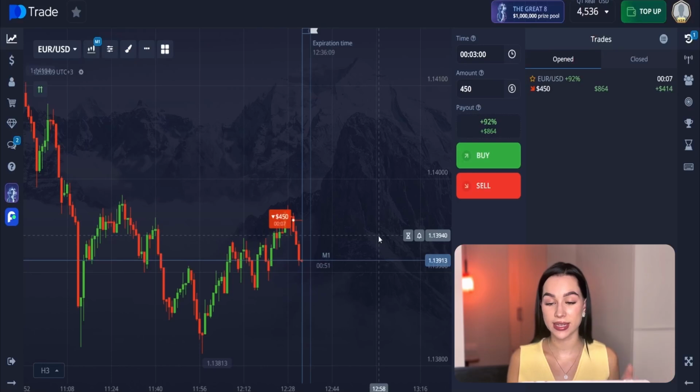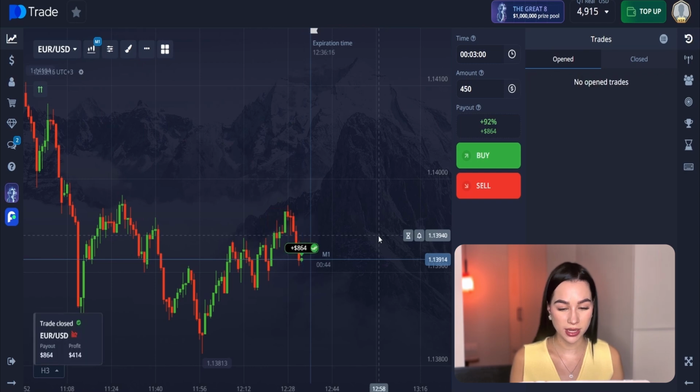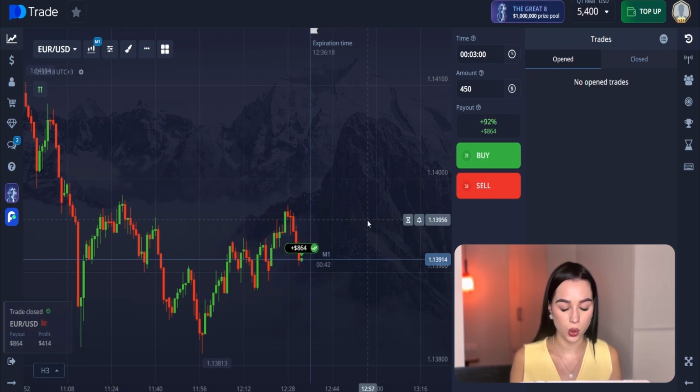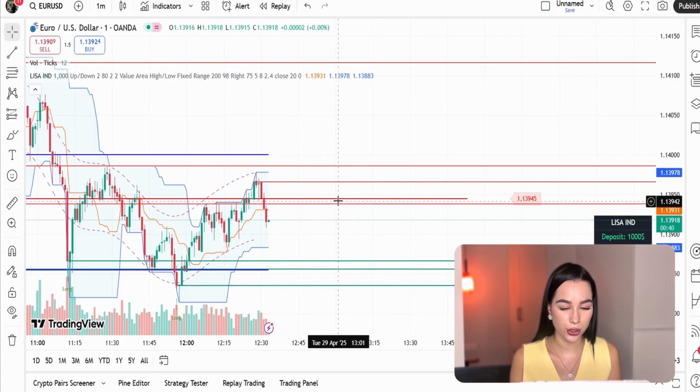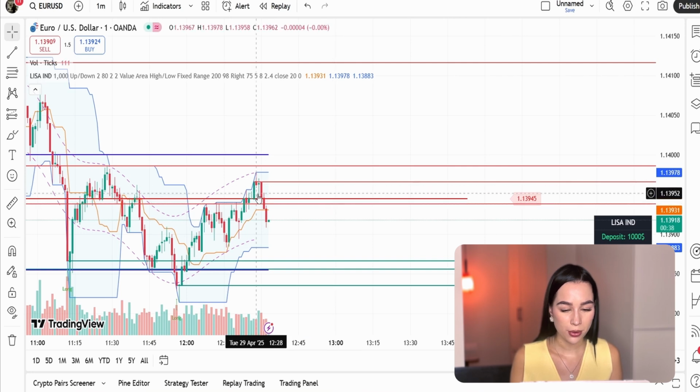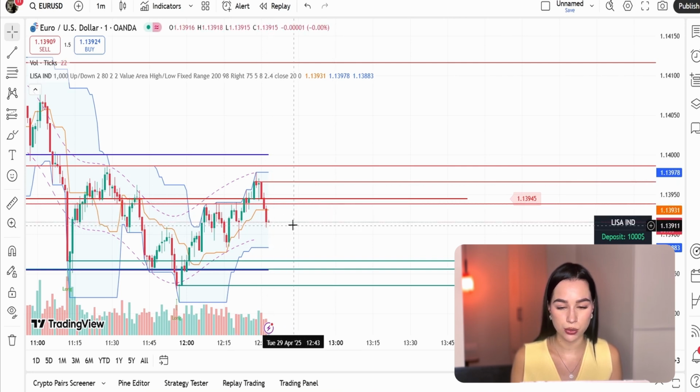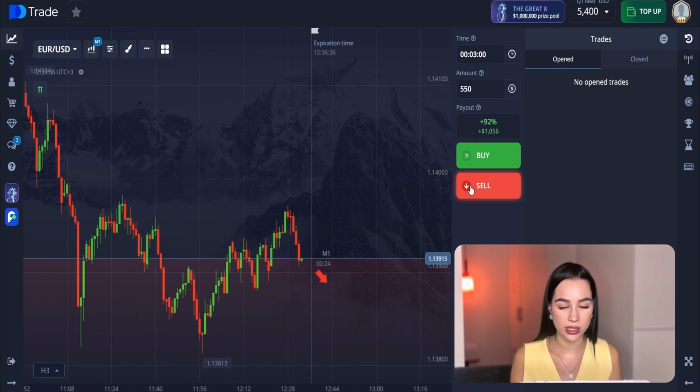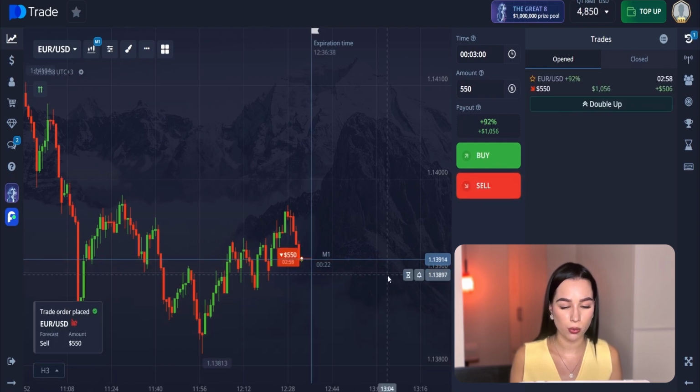So guys, we have 8 seconds right now till the end of the trade. Okay, let's go. 3, 2, 1. And we close the trade in a plus, guys. We got a pretty good profit. So let's get back to our indicator. Here we can see that our price is still moving in the downward direction. So we change our amount of money to $550. We opened a sell trade, and now I will explain more about this.